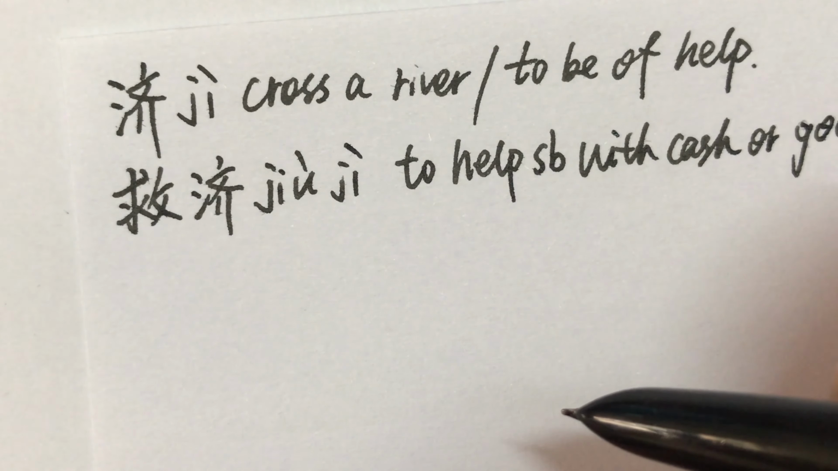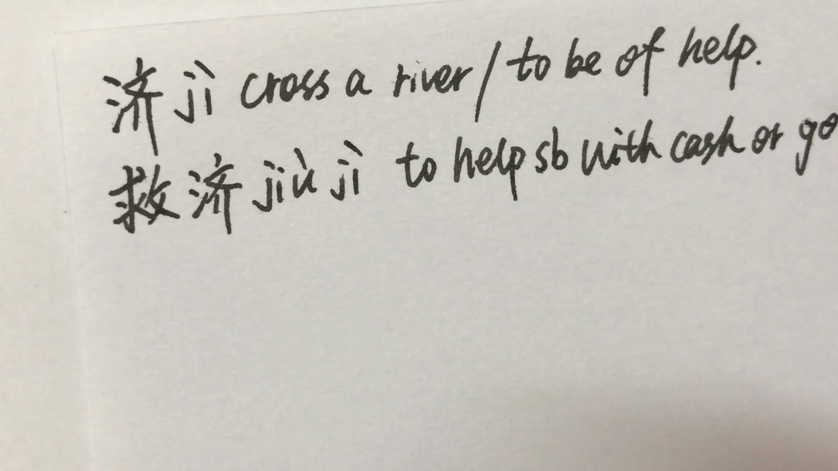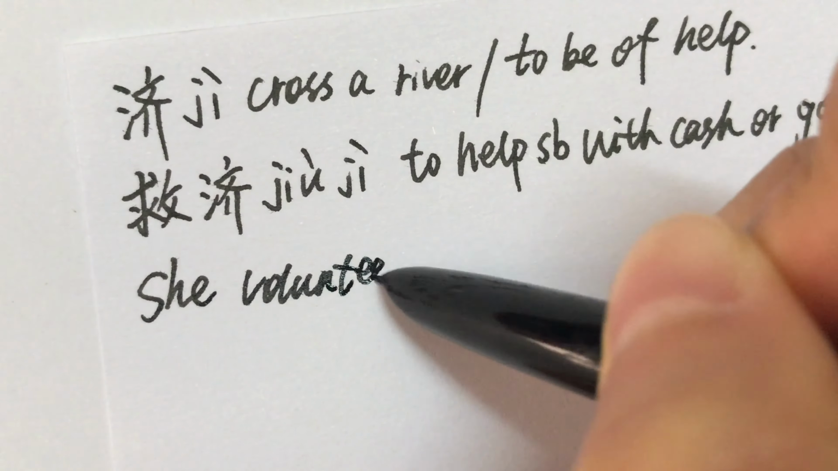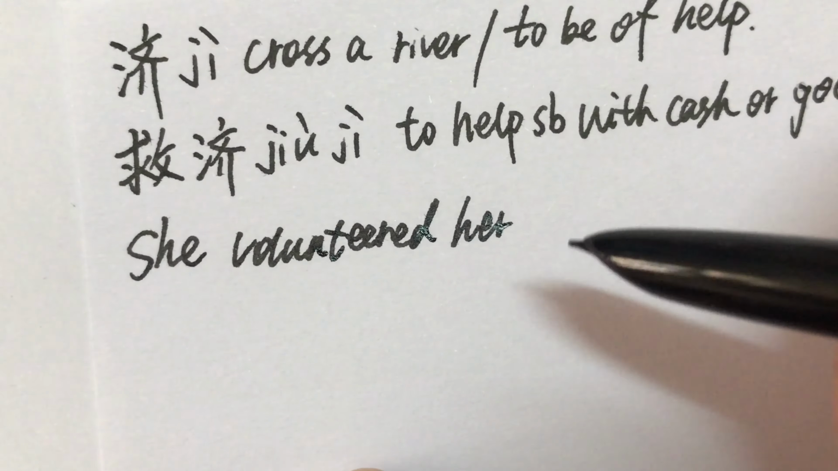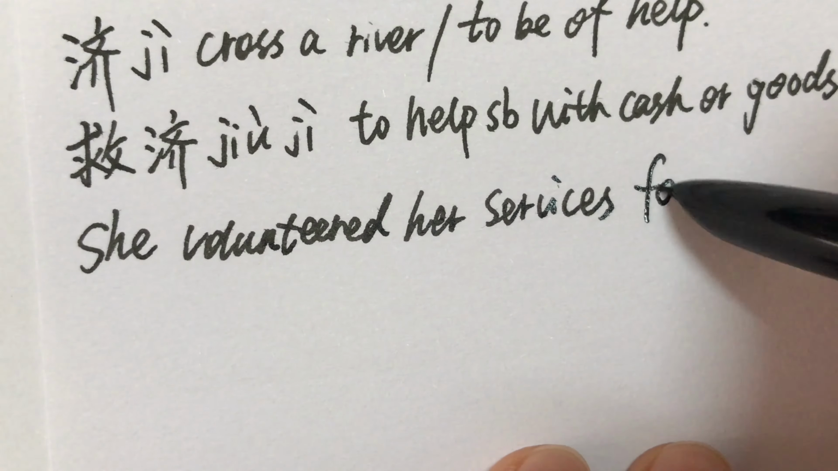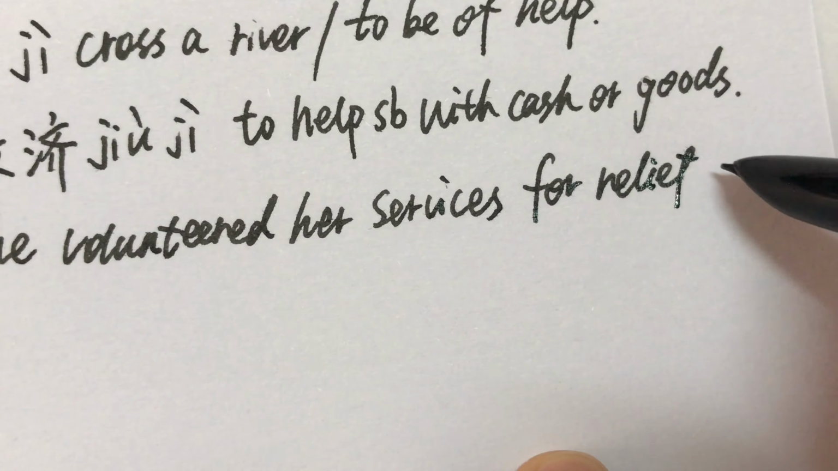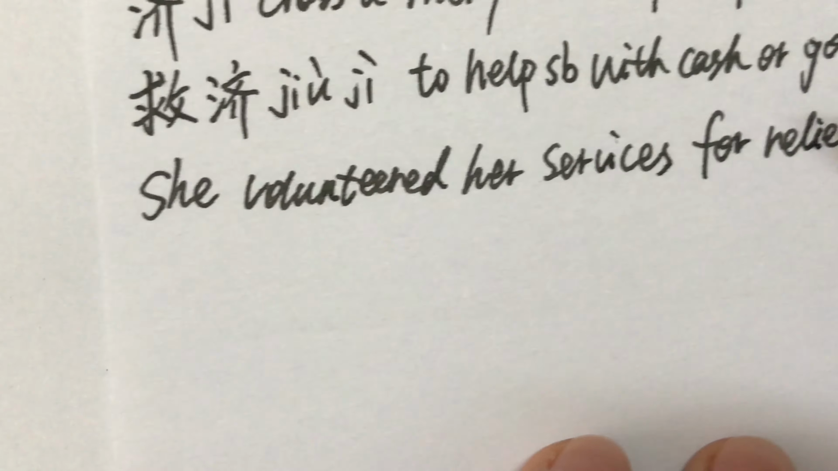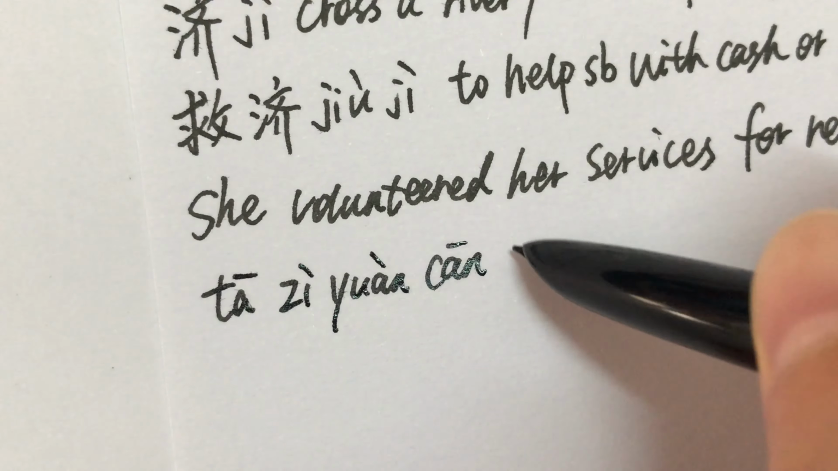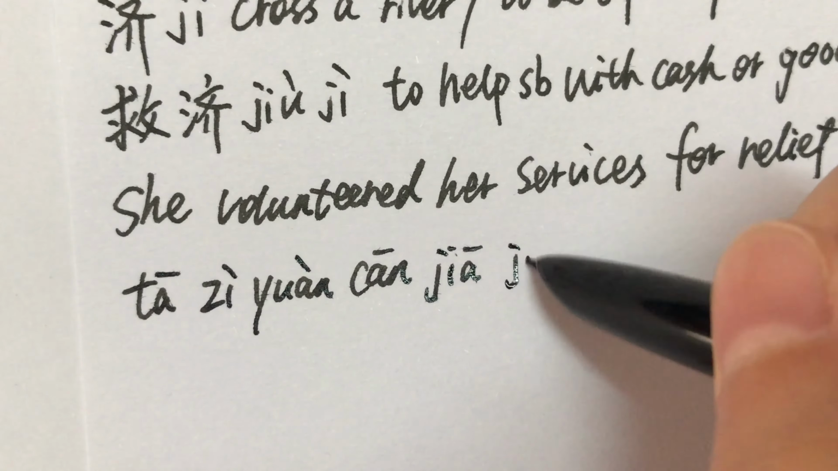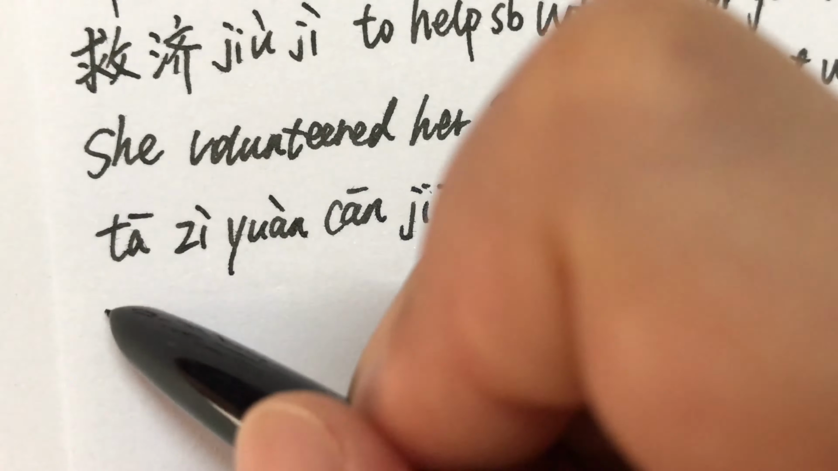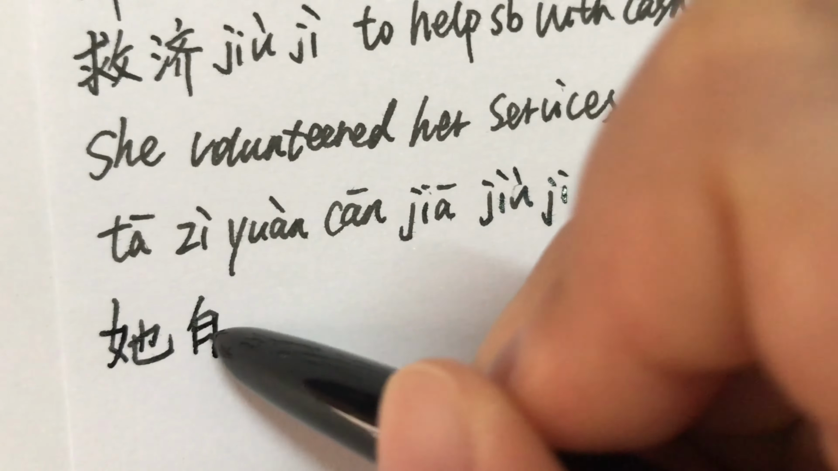She volunteered her services for relief work. 她自愿参加救济工作。She volunteered her services for relief work. 她自愿参加救济工作。自愿, volunteered.